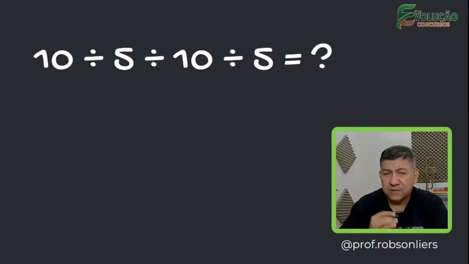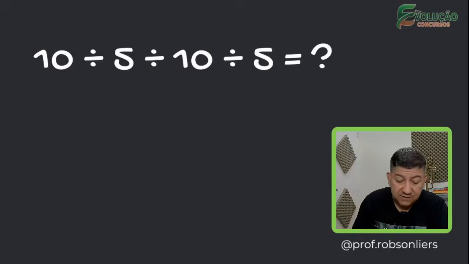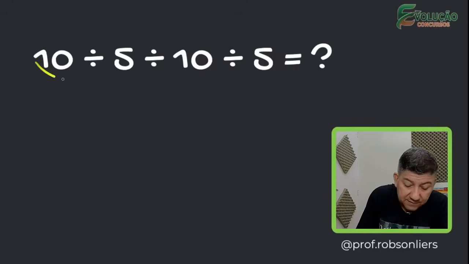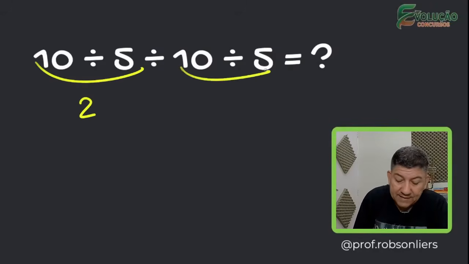Many people, nervous or anxious during the test, get this question wrong because they solve it this way. Here we have 10 divided by 5 divided by 10 divided by 5. The guy gets here and does this. 10 divided by 5 is equal to 2. 10 divided by 5 is equal to 2. And 2 divided by 2 is equal to 1.